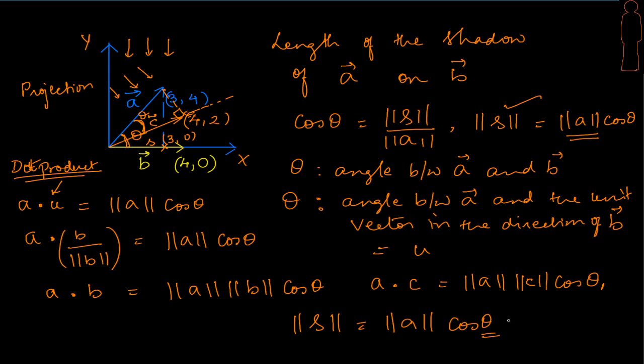Now what's our B in this case? A itself. Therefore, what is theta? There is no angle, which means it's 0. And what is cos 0? It's 1, which means that this is going to be the magnitude of A. The length of the shadow matches the magnitude of the original vector, right?